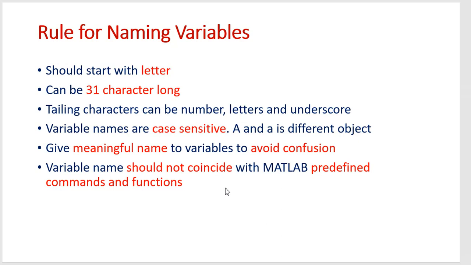Variables should start with letters. It can be 31 characters long. Trailing characters can be numbers, letters, or underscores. Variable names are case sensitive, and capital A and small a are basically different objects. Give a meaningful name to variables to avoid confusion while writing a program. And remember that variable names should not coincide with the MATLAB predefined commands and functions.